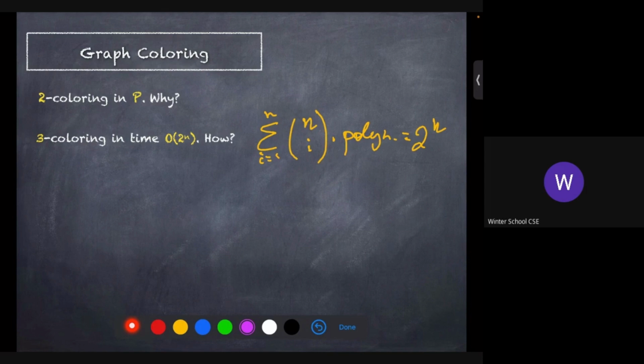So here I just guess one color. I just guess the first color, and if I guess correctly, the remaining part should be bipartite. And I just look if it's bipartite, right? So I check a set. I go through all independent sets, right?